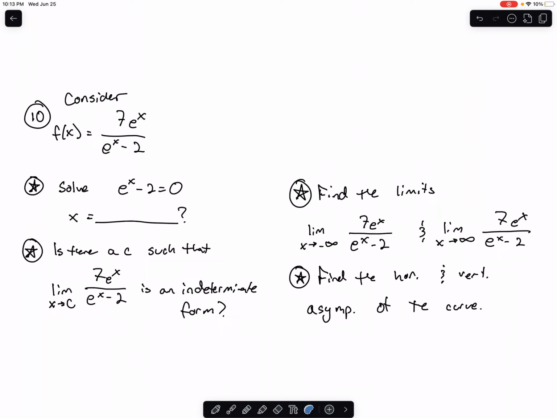This is question number 10. It says, consider this function, and we have these different parts. Solve setting the denominator to 0. Is there a c such that the limit as x approaches c of this expression is an indeterminate form? Find the limit as x goes to plus or minus infinity of this expression, and then find the horizontal and vertical asymptotes of the curve. Okay.